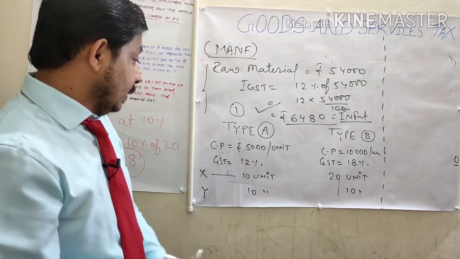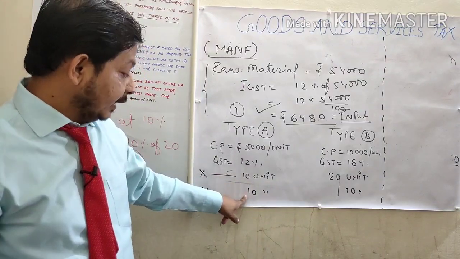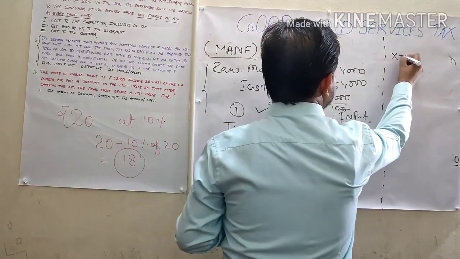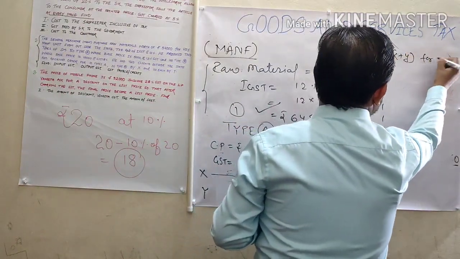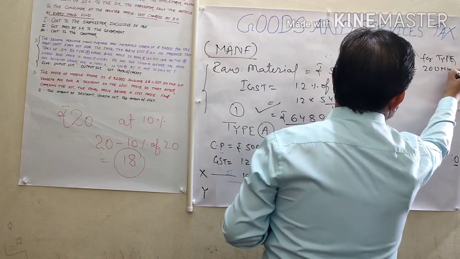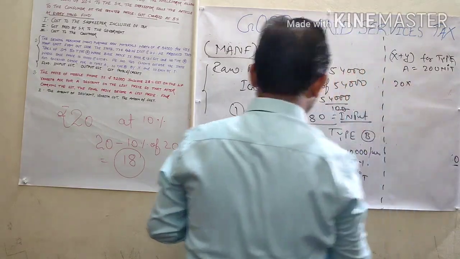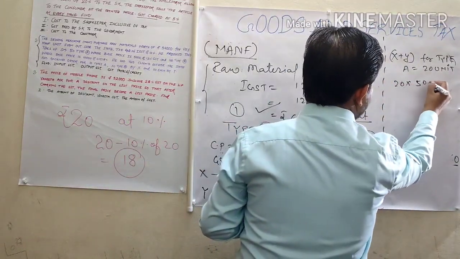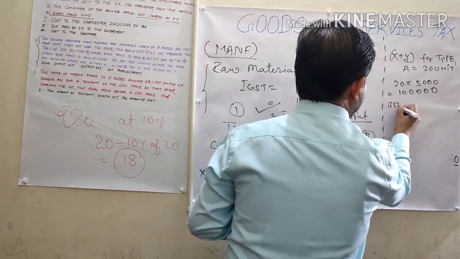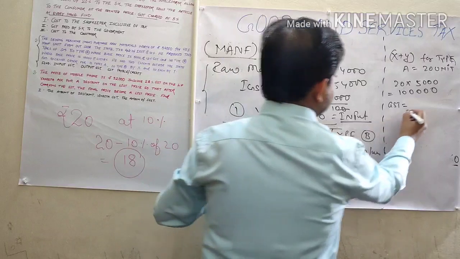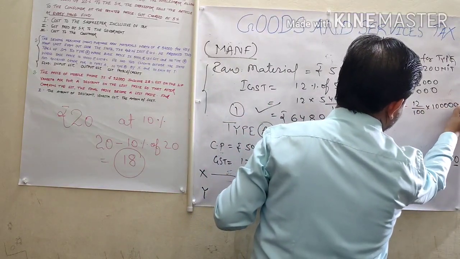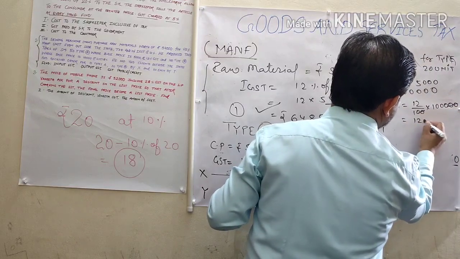First of all, 10 unit and 10 unit. How many unit for A? 20 unit, X plus Y for type A. So 20 multiplied by base price 5,000 is 1 lakh. GST on 1 lakh at 12%: 12 by 100 into 1 lakh, triple double zero cancel, 12,000.